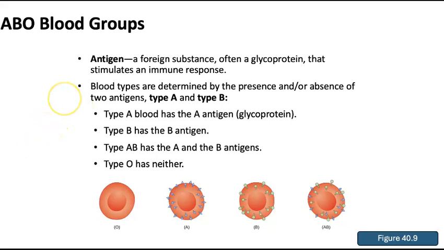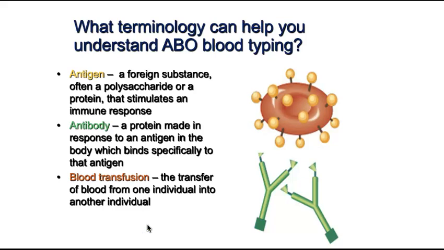And so the blood types are determined, like we said, by the presence and/or absence of two antigens, type A and type B. When we have type A blood, we are going to see that we have A antigens as the glycoprotein all over the surface of the red blood cell. When we have type B, we are going to have B antigens all over the cell, and then type AB will have a mix of both, and type O will have neither.